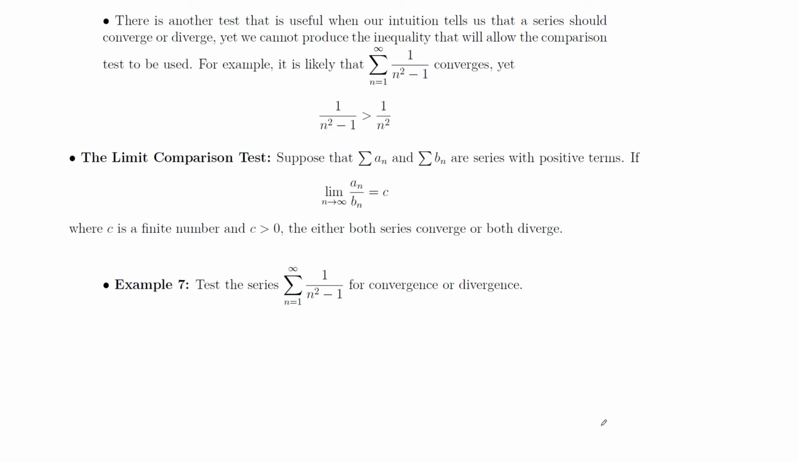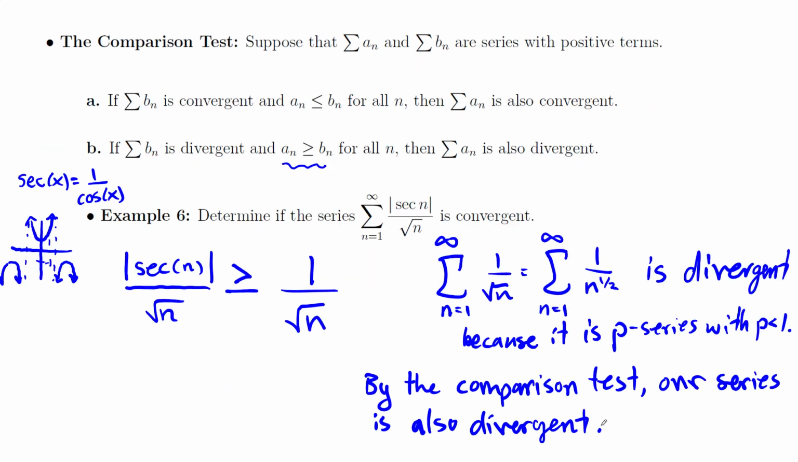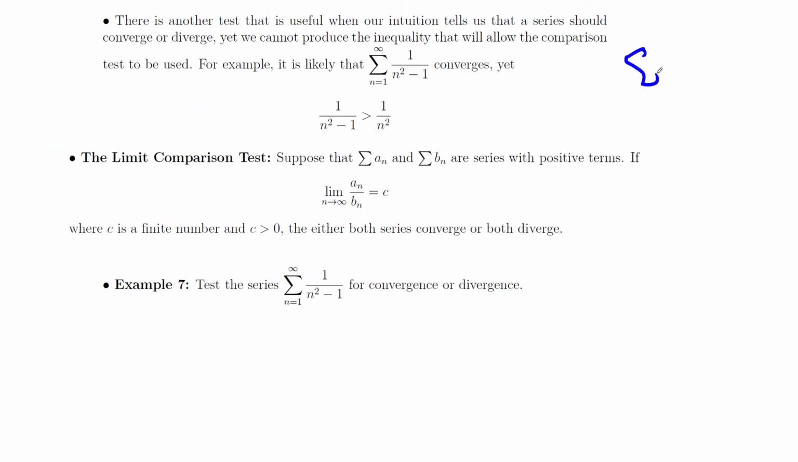Now what I want us to do here is think about an example that is related to the example we did 2 times ago, which was 1 over n squared plus 4. Let's just remind ourselves that this 1 over n squared plus 4 converged, right? If I look at this series compared to that, they don't really look all that different to me, right? One has plus 4, one has minus 1.